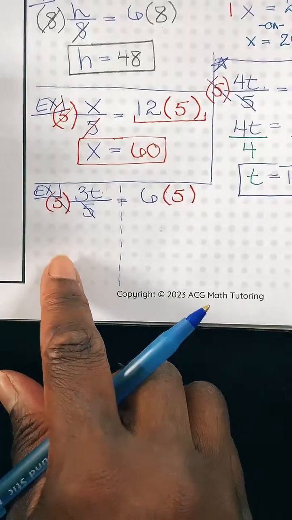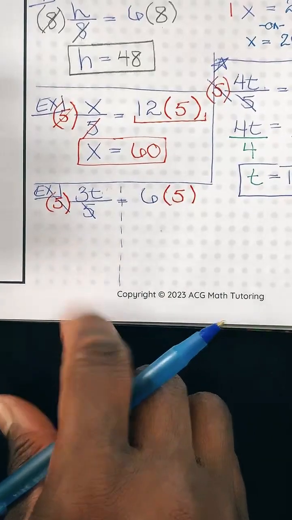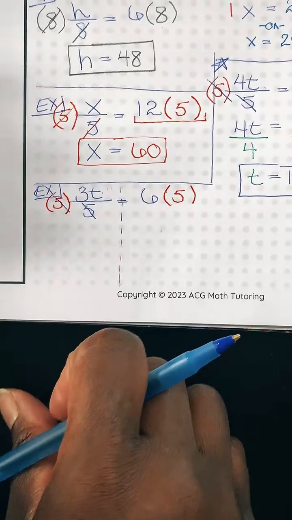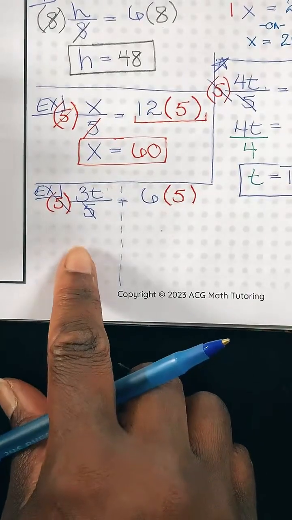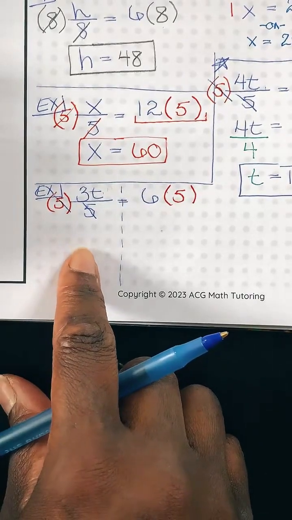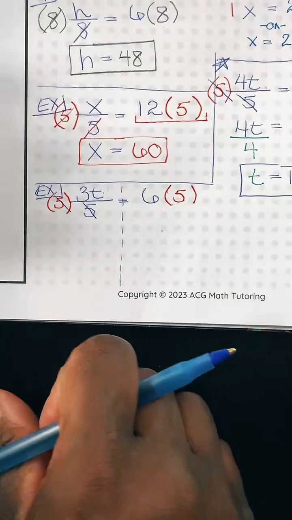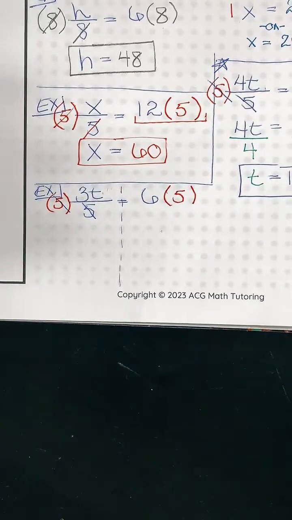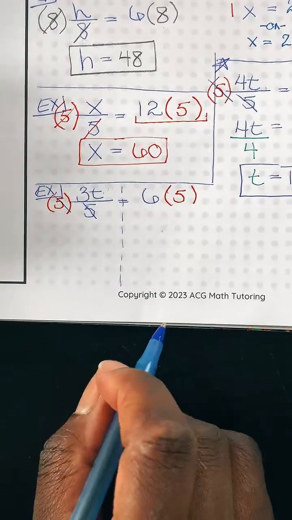Nothing unusual. All right, so we have 3t over 5. We multiplied both sides by the 5. All right. So now, what's left on the left-hand side once I cancel out the 5s?